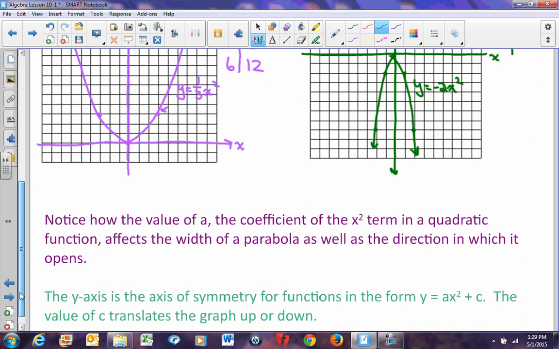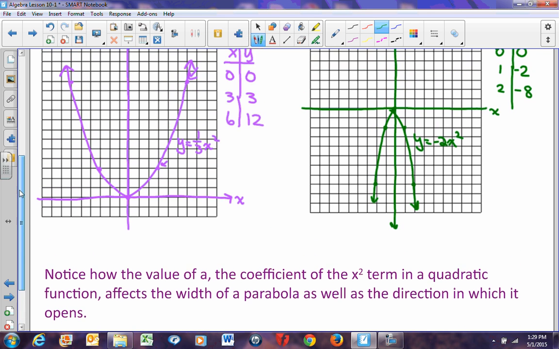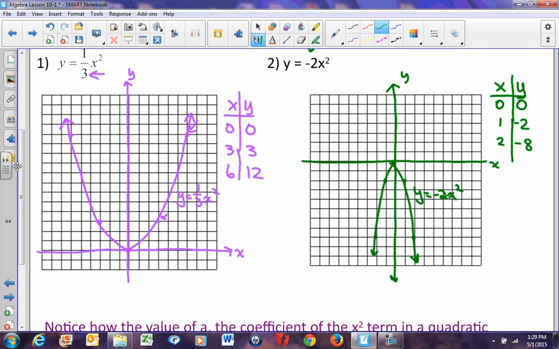Moving on. Notice how the value a, the coefficient of the x squared term in the quadratic function, affects the width of the parabola as well as the direction in which it opens. Notice in this first one, a was 1/3, so we had a very wide graph. Here, a was -2. It was not a fraction. It was a whole number, so this became very narrow.